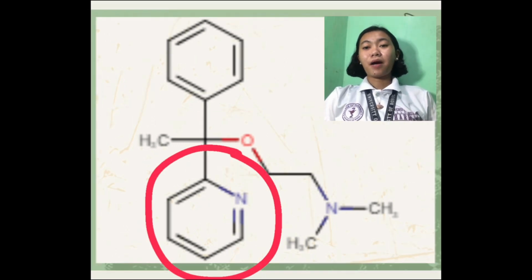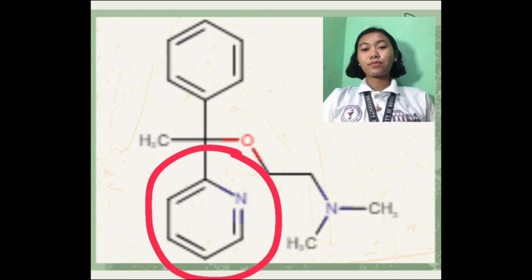This part is a pyridine ring. A pyridine ring, or the 6-membered aromatic ring with a nitrogen atom, replaces one of the phenyl rings found in similar antihistamines like diphenhydramine. This modification alters metabolic stability and receptor affinity, making doxylamine distinct in terms of potency and duration of action.